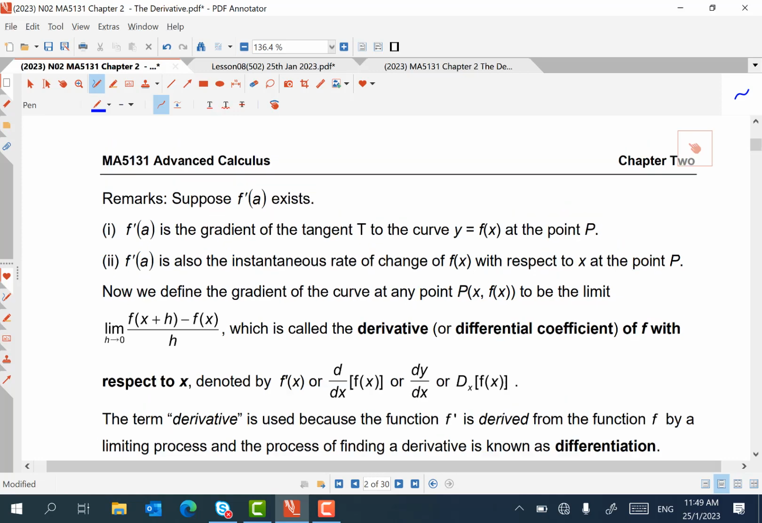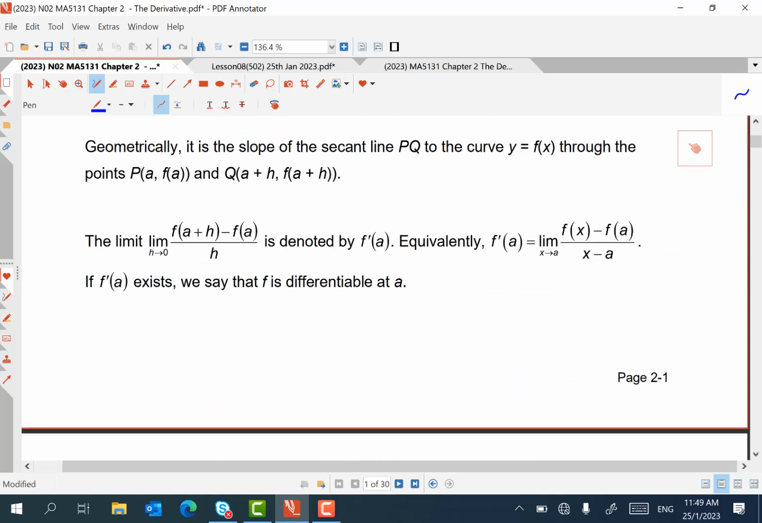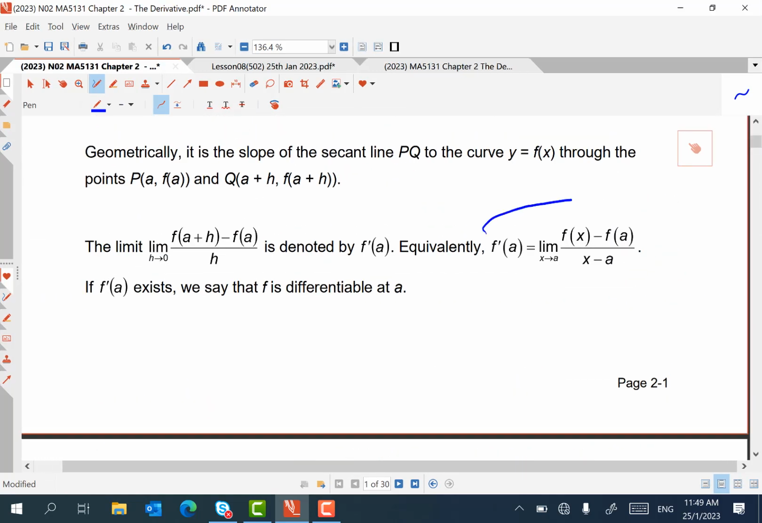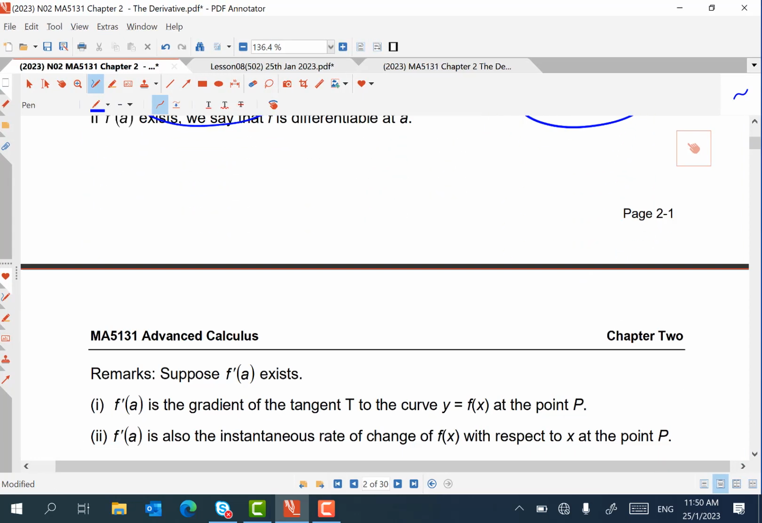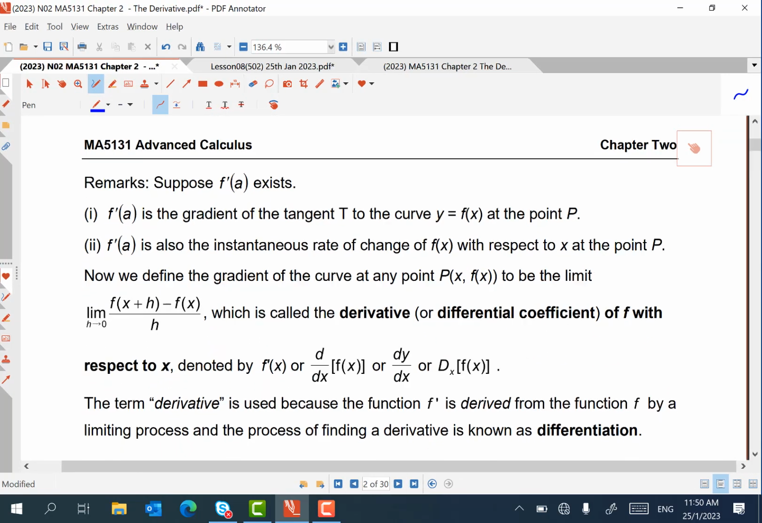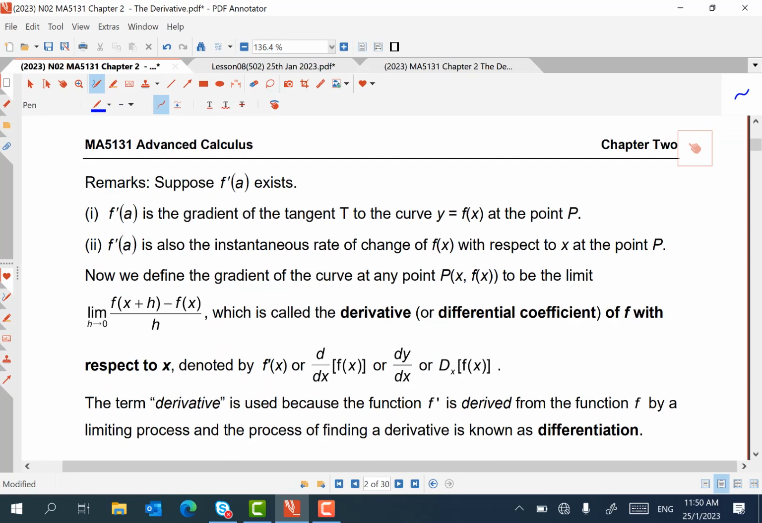Now that you have understood this statement, you now want to look at f prime a again. This symbol, f prime a, on one hand, represents the gradient. On the other hand, this f prime a also represents the instantaneous rate of change.